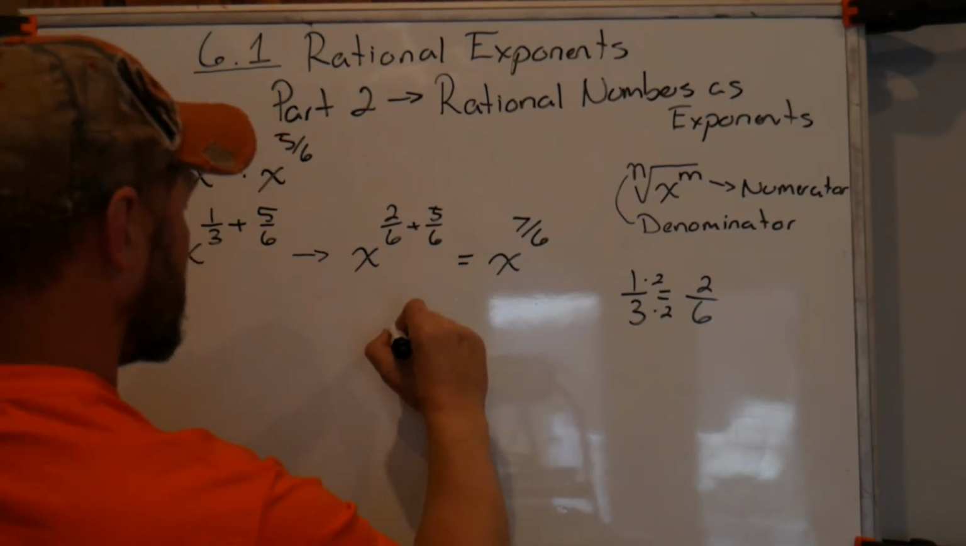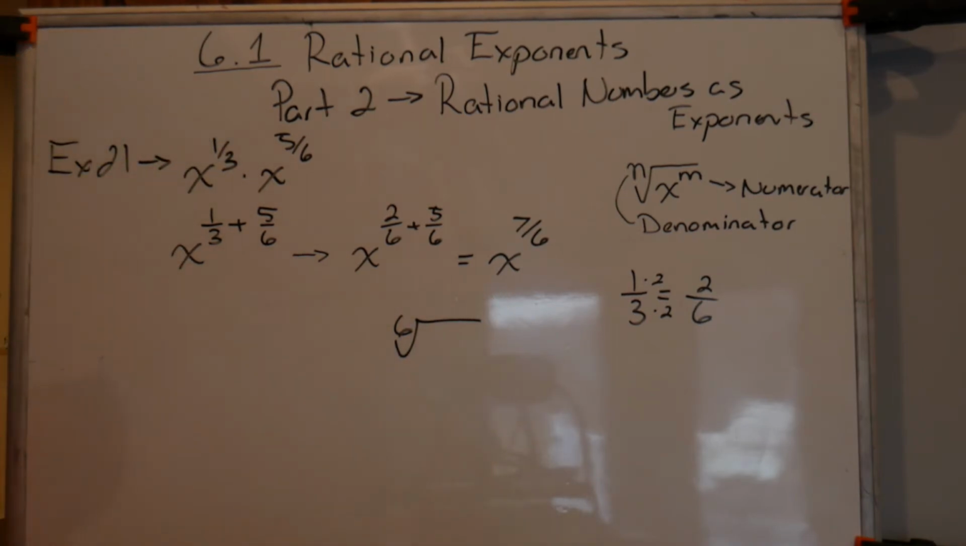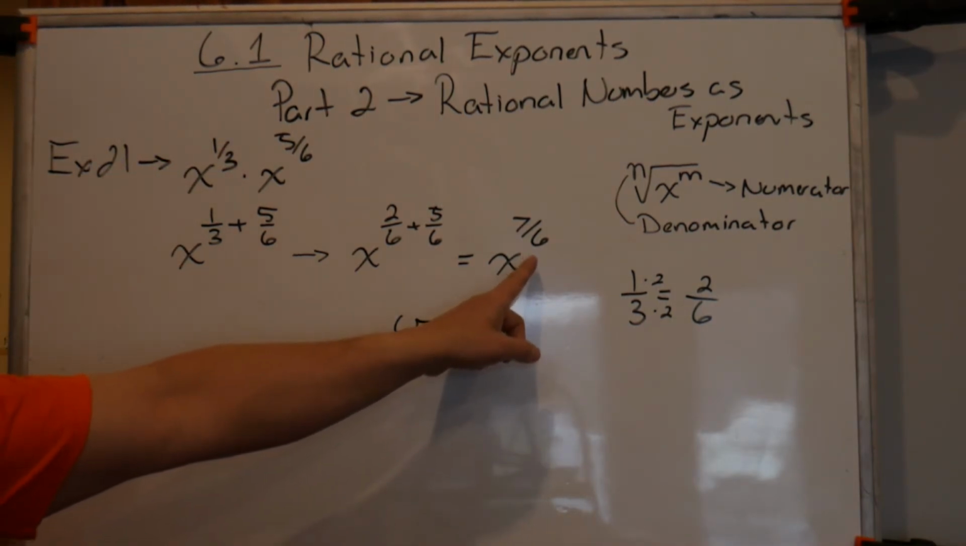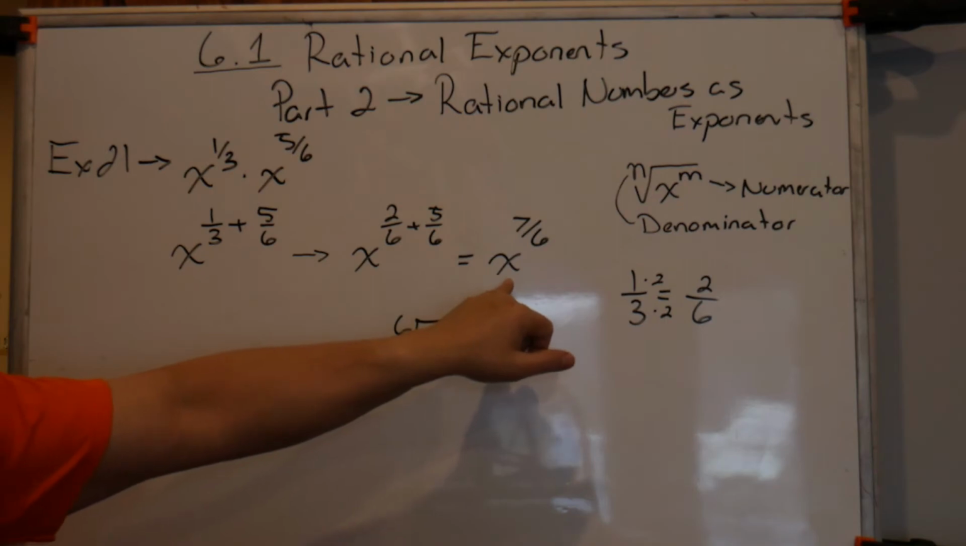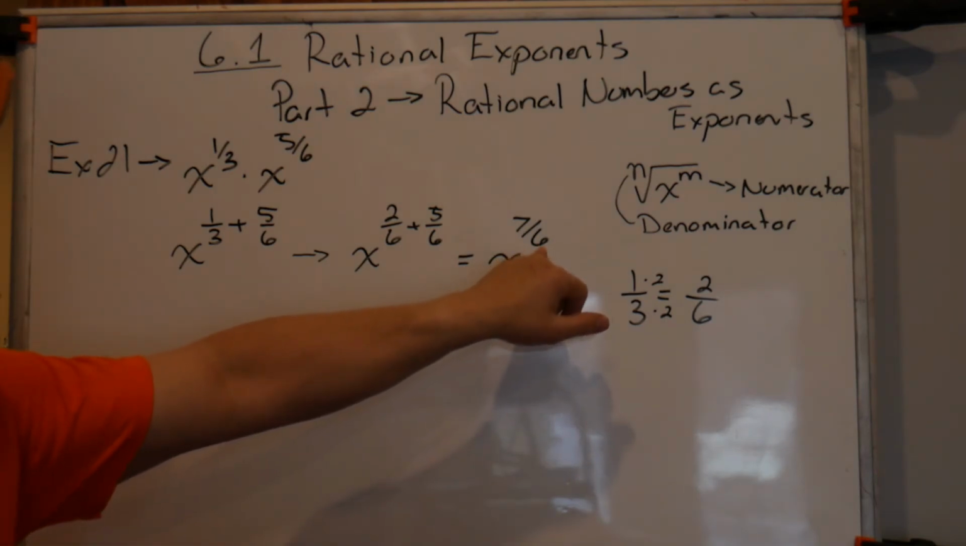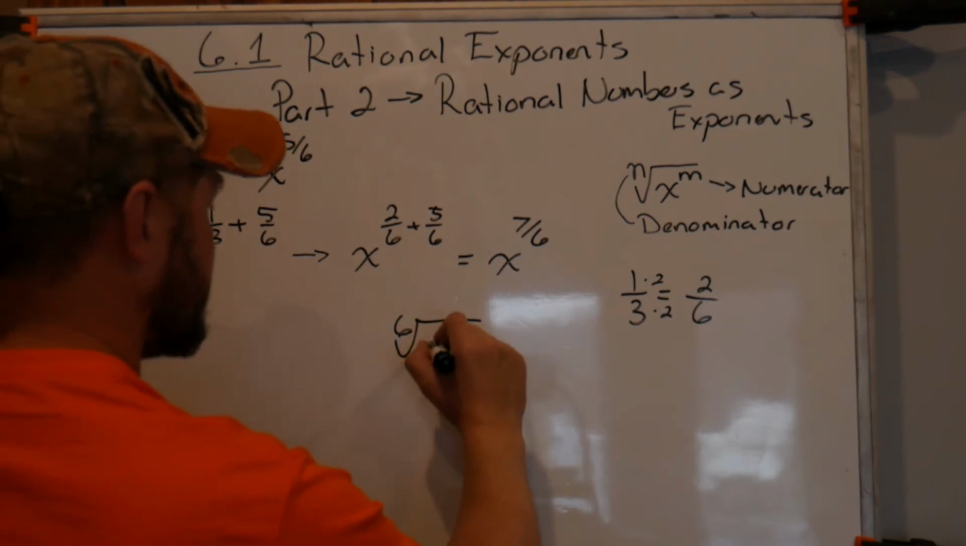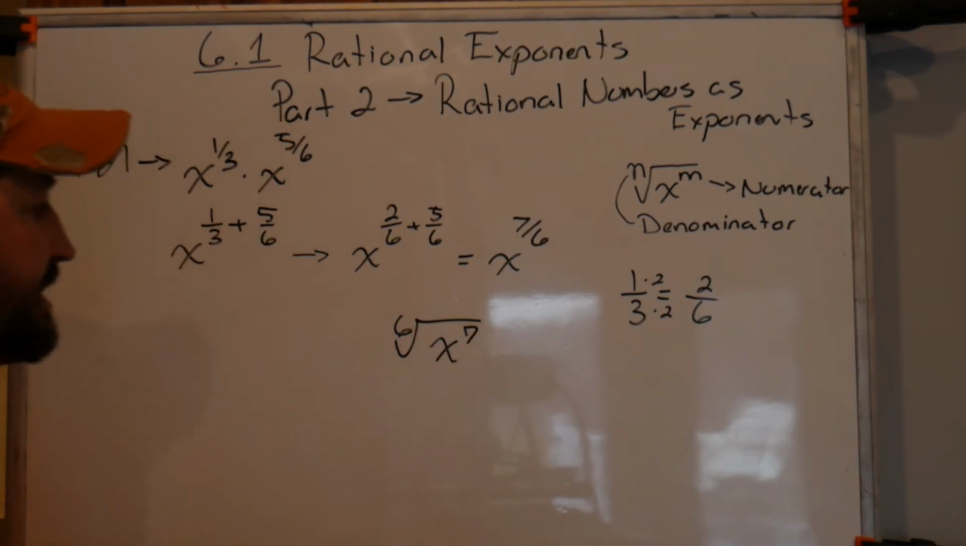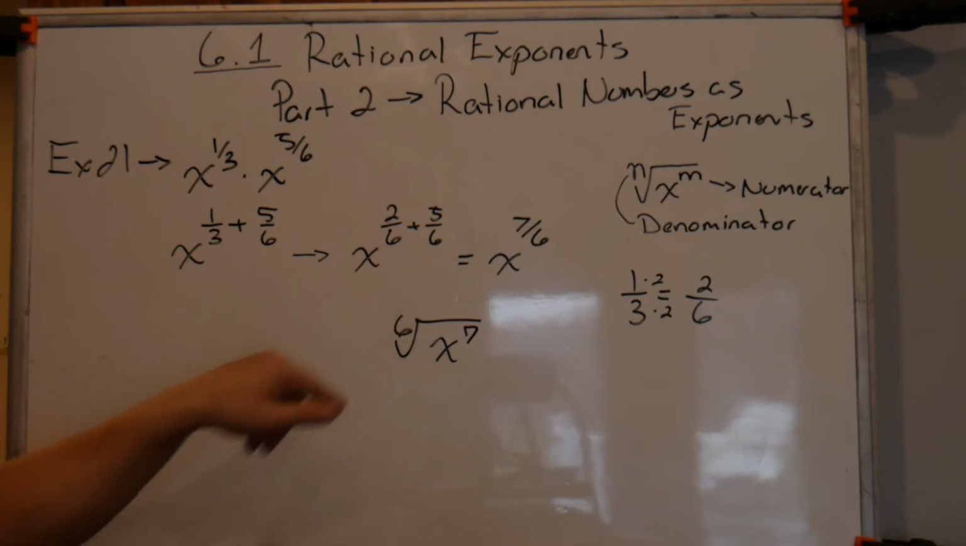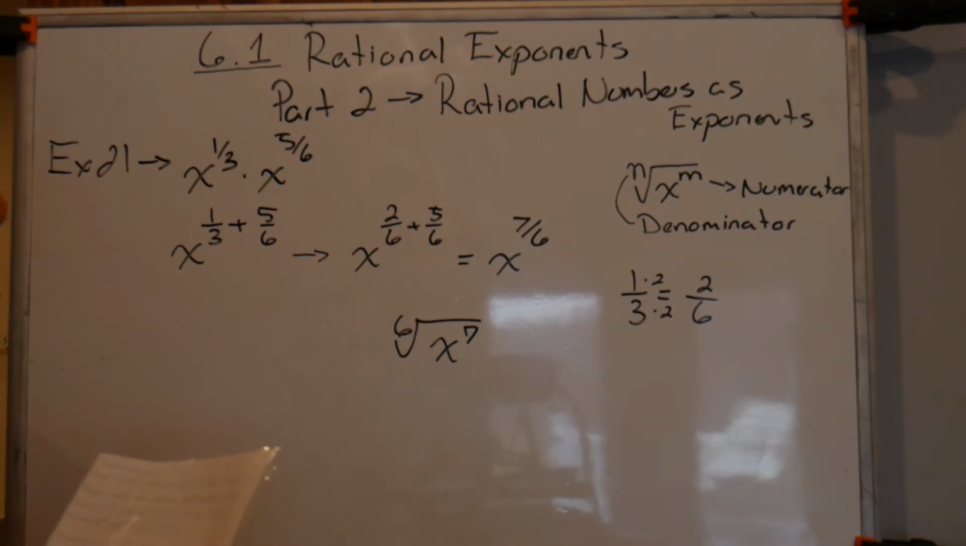Now what we can do is take this and rewrite it to make it cleaner, or if that's what they ask for. I know that the denominator is my index. Whatever's left, my numerator, that's the power. So I'm dealing with x to the 7th, and I'm taking the 6th root of it.